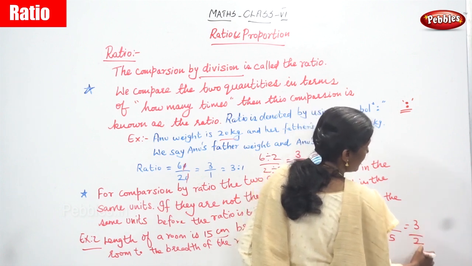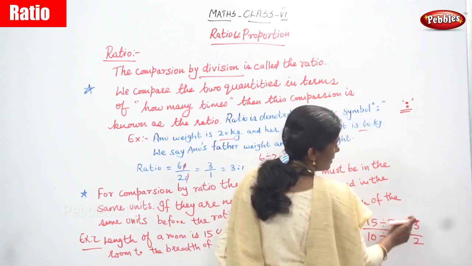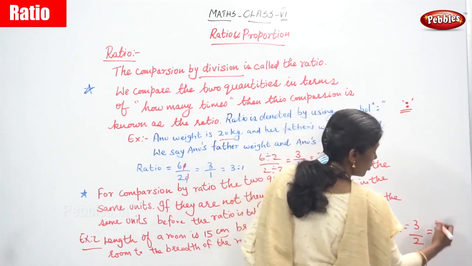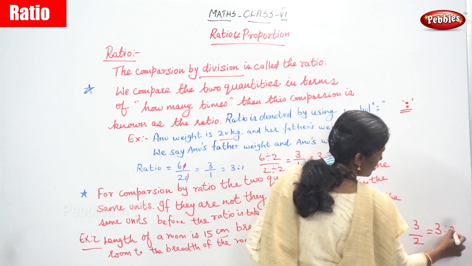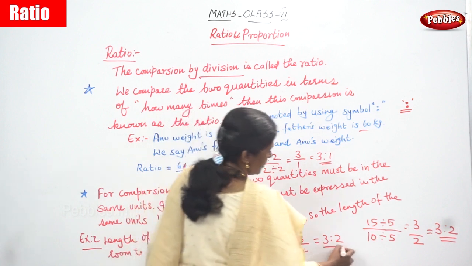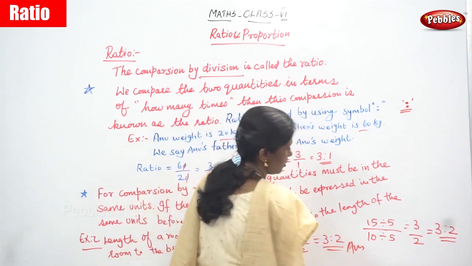So 3 divided by 2. This comparison by division is called the ratio. Now we are going to write it in ratio form: 3 is to 2. So the answer is 3 is to 2. I think you understand the basic concept of ratios.